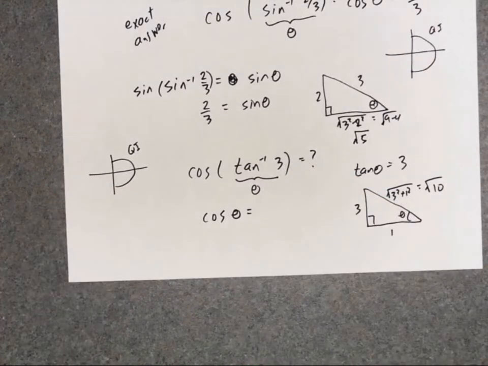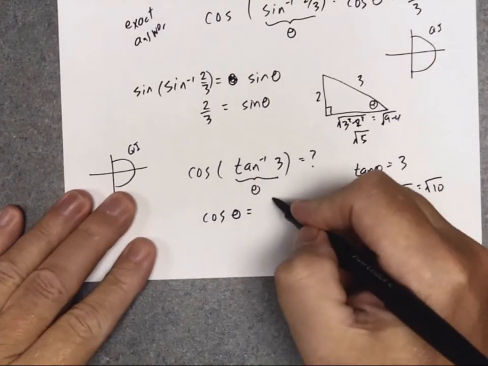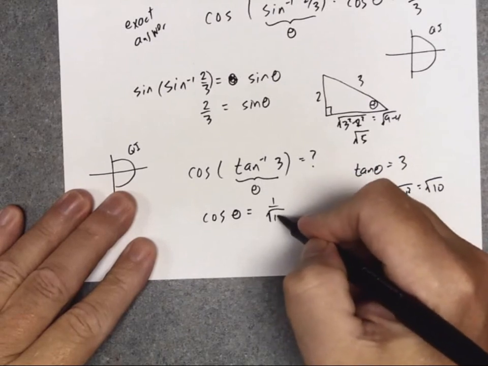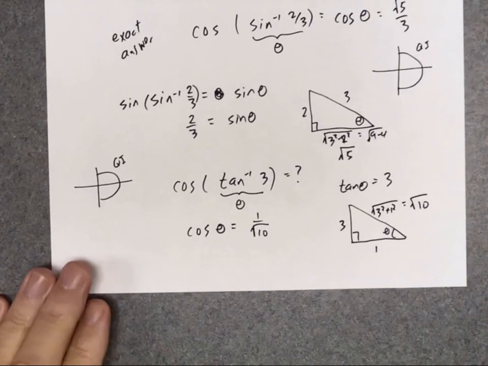So now I can say cosine of theta, adjacent over hypotenuse, 1 over square root of 10. And since my angle's in the first quadrant, cosine's positive. And there we go. All right. It's a little interesting. Hopefully, as you work these problems and think about it, you'll get the hang of it.